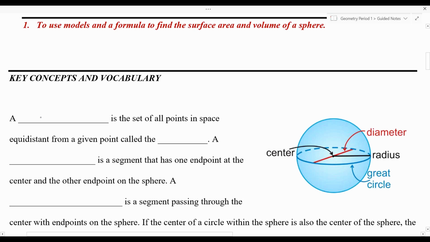A sphere. A sphere is the set of all points in space equidistant from a given point called the center. A radius is a segment that has one endpoint at the center and the other endpoint on the sphere. A diameter is a segment passing through the center with endpoints on the sphere.